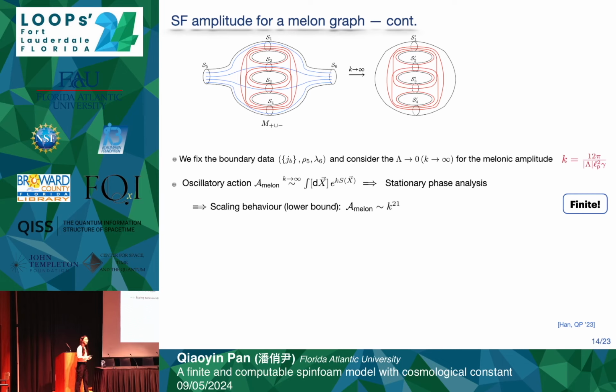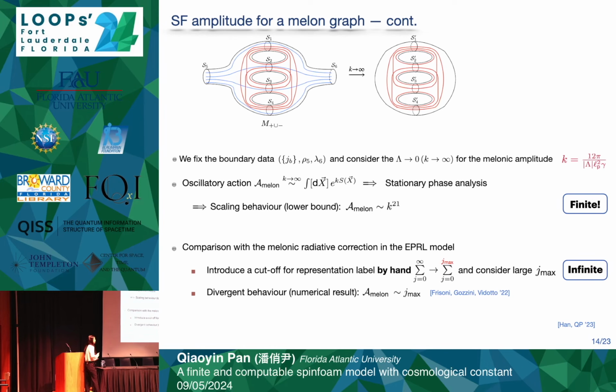We find a lower bound for the scaling behavior. It scales as k to the power 21. Then it's natural to compare this with the EPRL model, because in the EPRL model, the amplitude for the melonic spinfoam graph is also considered, and it gives the melonic radiative correction. The way to do it in EPRL is to introduce a cutoff of representation, which is J here. We introduce a cutoff by hand. Instead of summing from 0 to infinity, we sum from 0 to a cutoff J max. And then we consider a large J max limit.